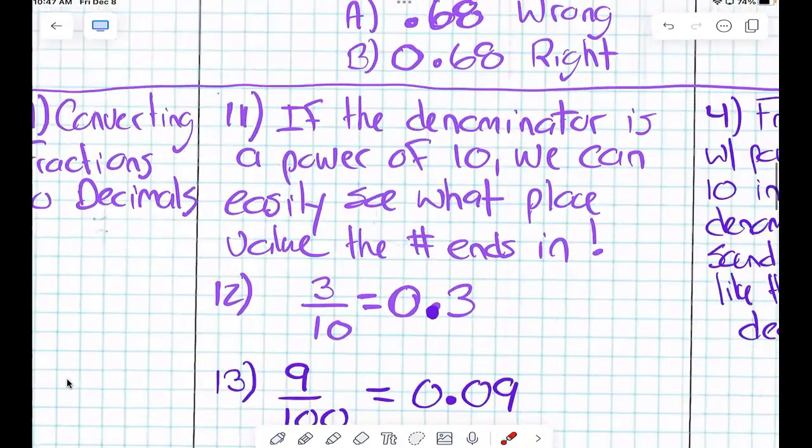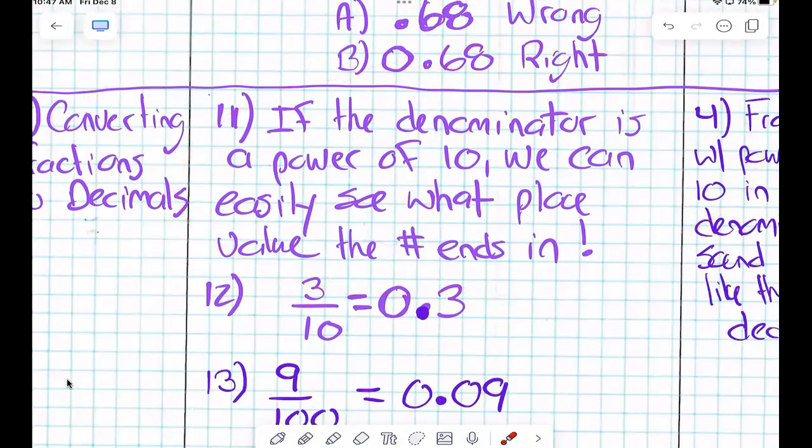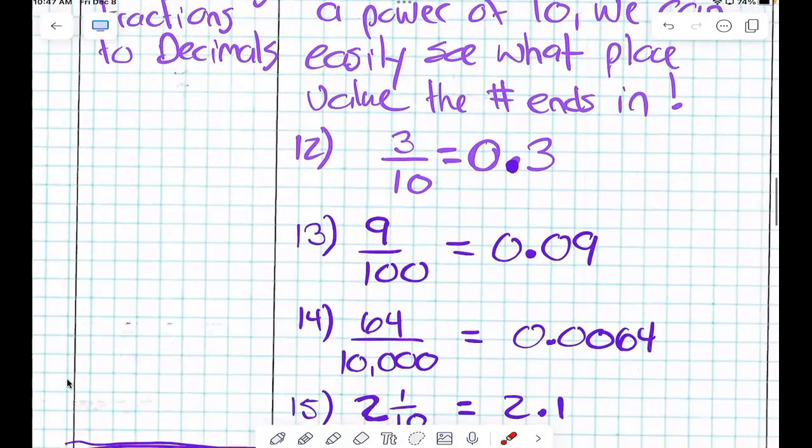Number 4. Read this on the count of 3 together. 1, 2, 3. If the denominator is a power of 10, we can easily see what place value the number ends in. It'd be great if we read that together next time instead of going way too fast or way too slow compared to everybody else.